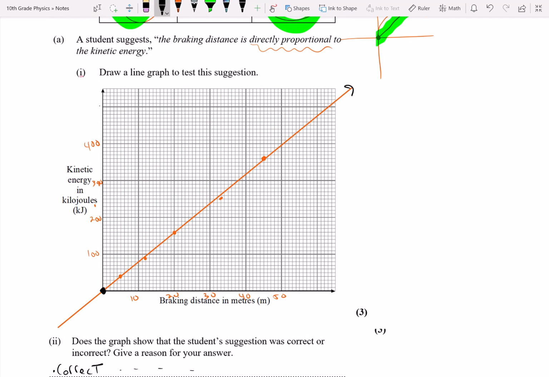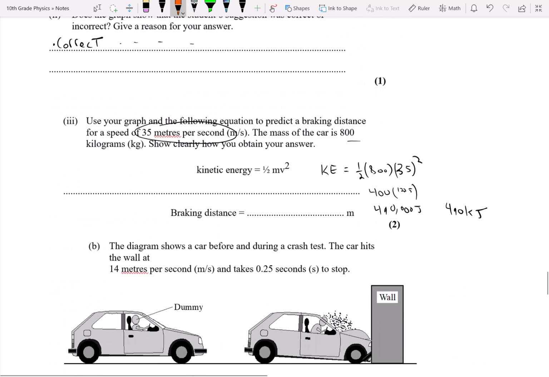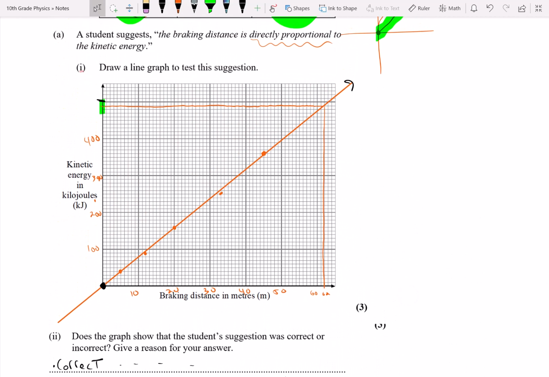So what we do is we go up here and we'd find 490 kilojoules. Again, this is kind of like a math problem. So 490 kilojoules is here, and we would look at, coming straight across, based on the trend line, what is our predicted braking distance? Come down here, right there, right? So it's 50, 60, 62, about 62 meters. And that might vary a little bit if you drew this trend line slightly differently.